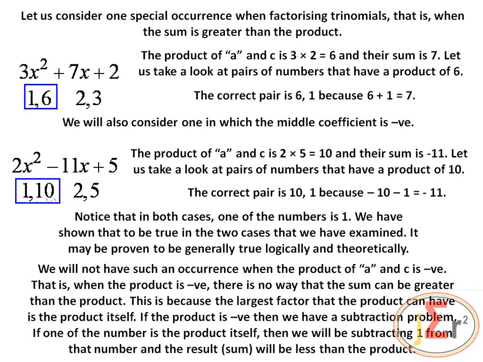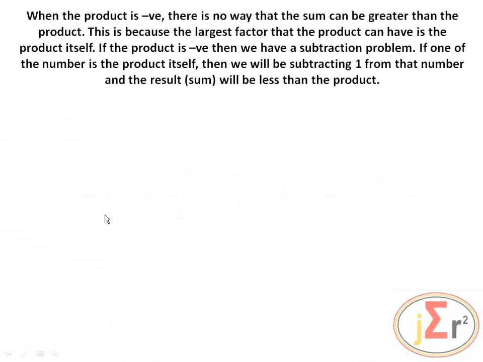So if the signs of the two numbers are different, then we will have a subtraction problem. And instead of having 10 plus 1 is equal to 11, we have 10 minus 1, which is equal to 9. Therefore, the value will go down instead of up. And as long as the product is negative, which requires that the two numbers have different signs, then the sum can never be greater than the product. When the product is negative, there is no way that the sum can be greater than the product.